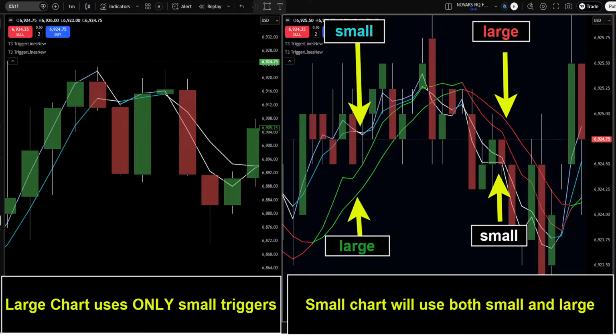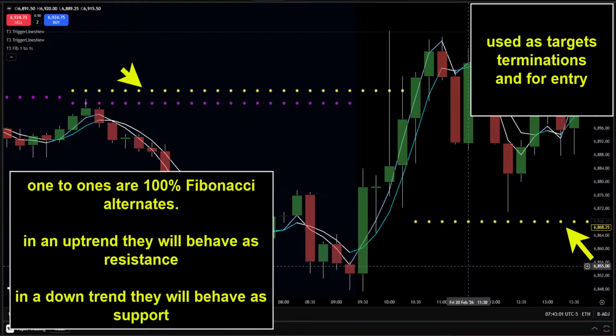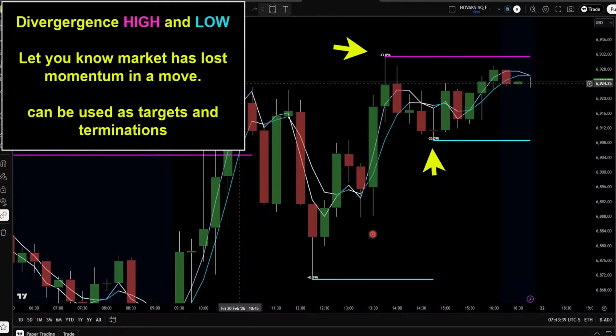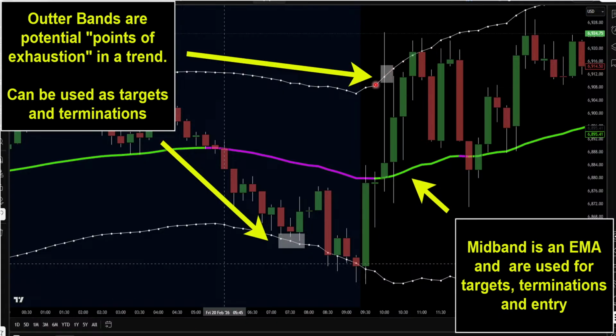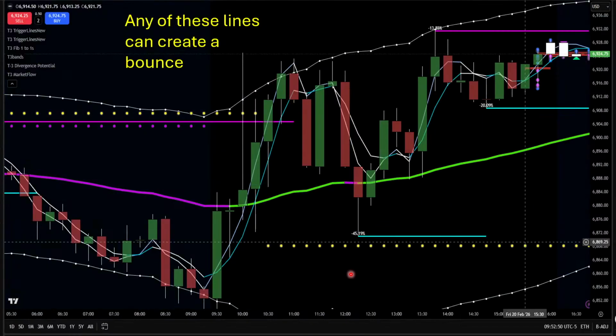We're also going to use areas. Areas all have names. There are one-to-ones, pink and magenta dots. There are divergence highs, magenta and cyan lines where there's a loss of momentum. You're going to see outer bands. You're going to see a mid band. And the one thing that I need you guys to remember is that any line on your chart, any area on your chart can create a bounce.